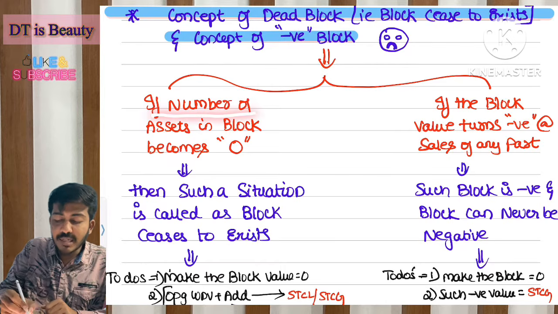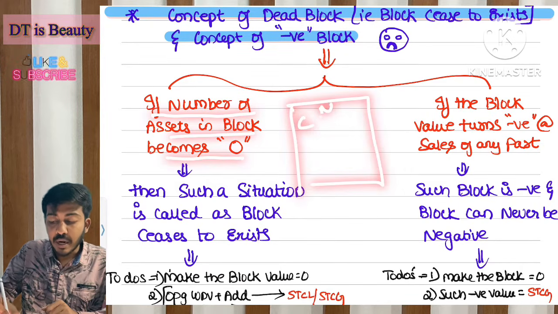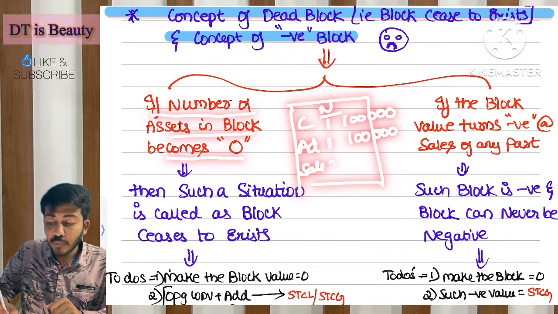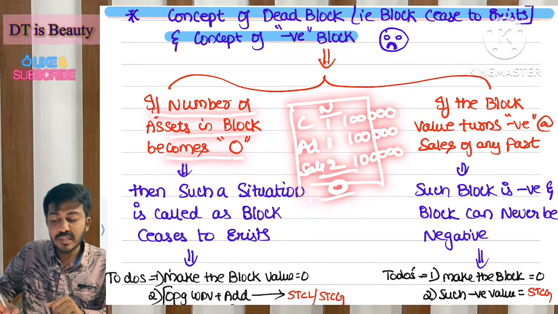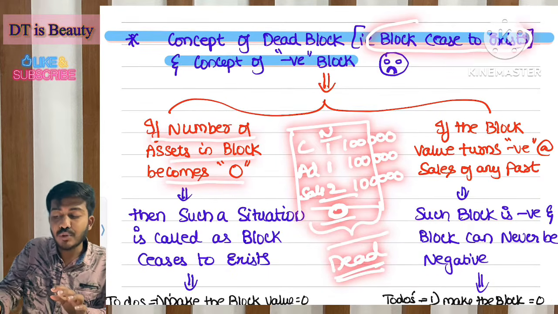If the number of assets in the block becomes 0, say here you have a computer, number of computers 1, opening WDV you have 1 lakh. Then you made purchases, additions. You purchase another asset, one computer for 1 lakh. And you made sales. You sold 2 computers for 1 lakh. Which means your number of assets in the block is 0. This situation is called a dead block. In the exam, you will have to mention the words: block ceases to exist.